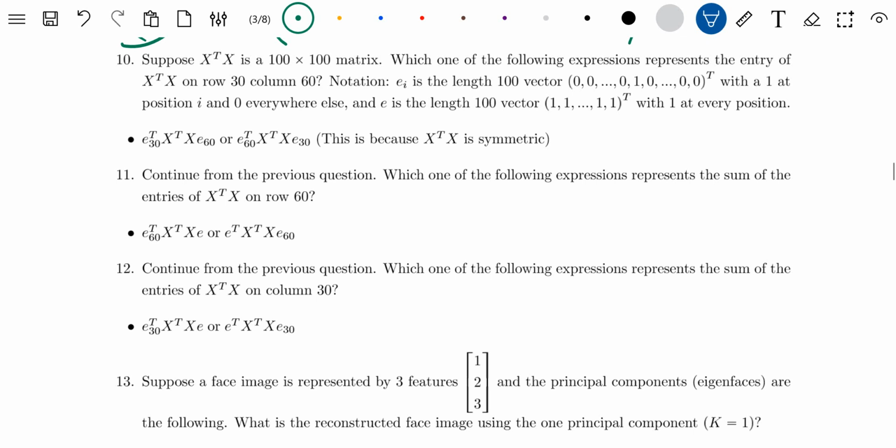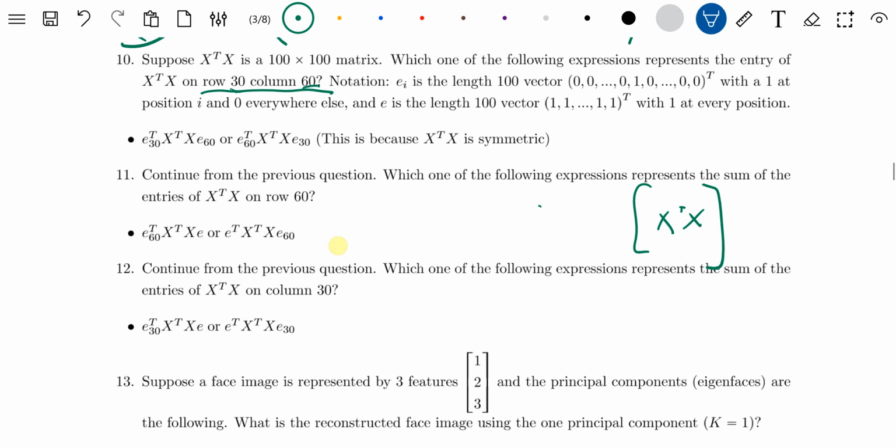Okay, so move on to the next set. We have X transpose X. That's a matrix like this. We want to find one particular entry. Which one? Row 30 and column 60.